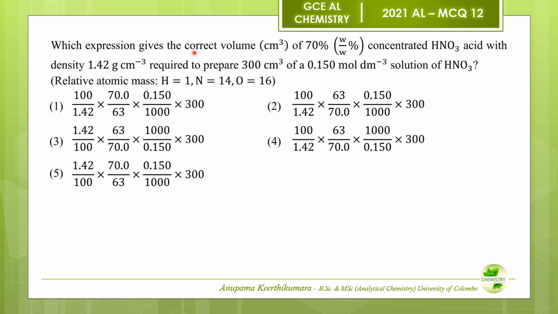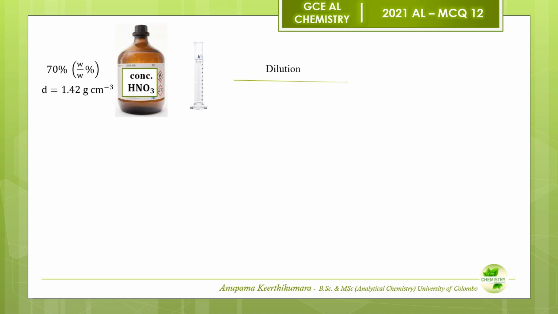Which expression gives the correct volume in cubic centimeters of 70% concentrated nitric acid with density 1.42 grams per cubic centimeter required to prepare 300 cubic centimeters of a 0.150 moles per cubic decimeter solution of nitric acid? This question explains the procedure of preparing a dilute nitric acid solution from a given concentrated acid.